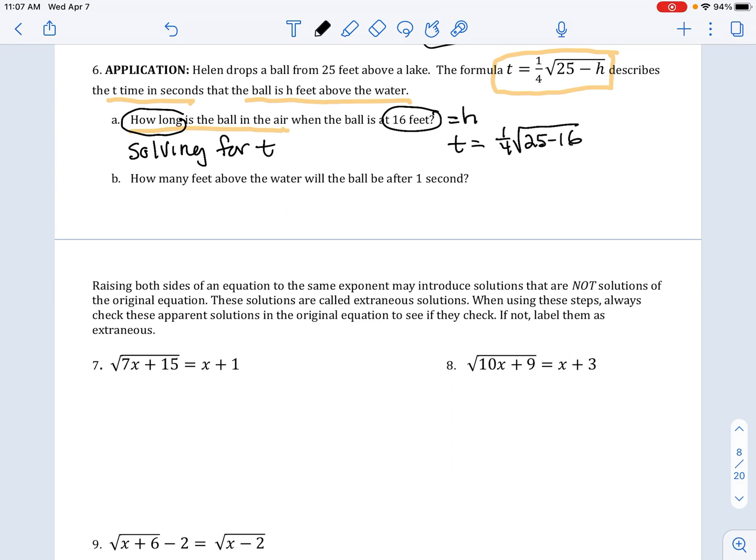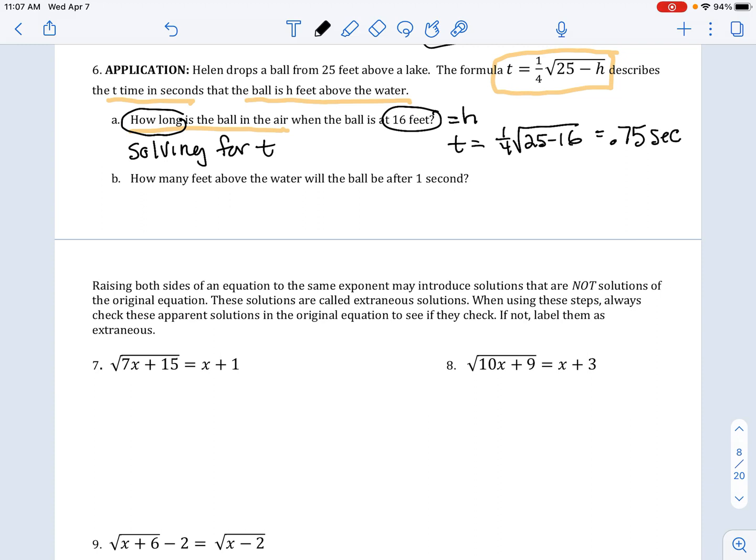All right, so this one is easy to solve. It's just an evaluation of 25 minus 16, which is 9. Root 9 is 3. 3 times 1/4 is 3/4, or 0.75 seconds. So the ball is only in the air for 0.75 seconds when it is at 16 feet.